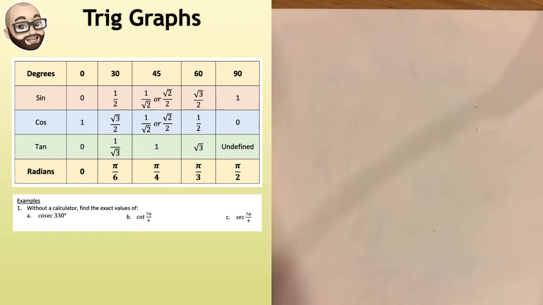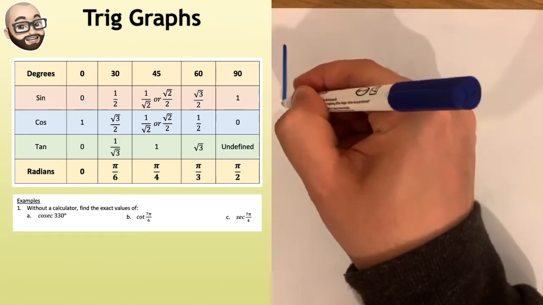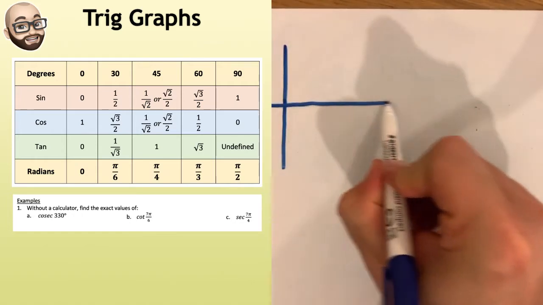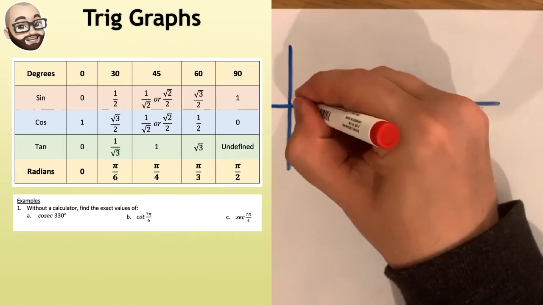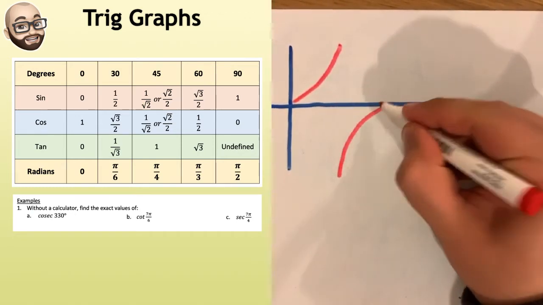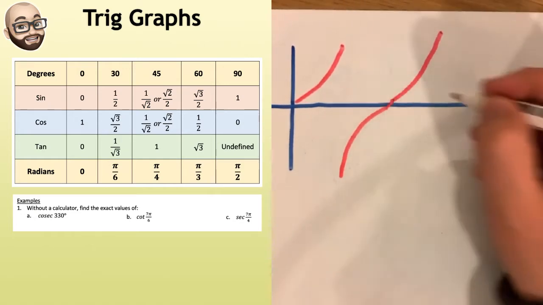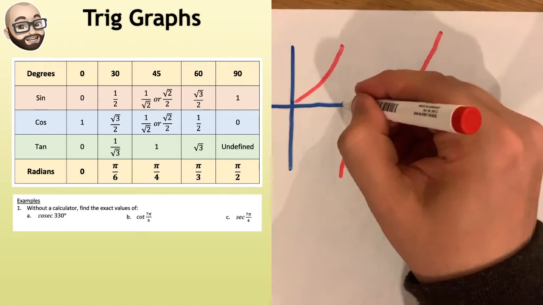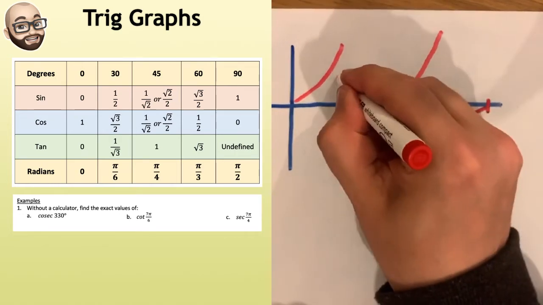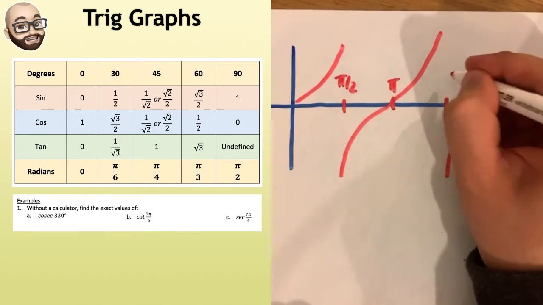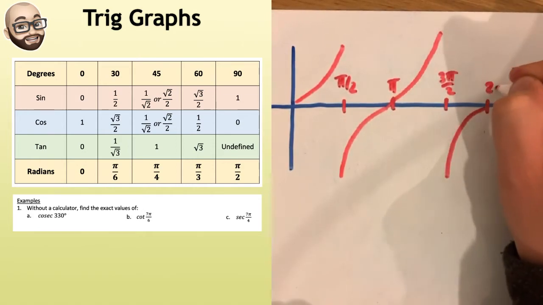Next one then says cot of 7 pi over 6. Okay, so cot is 1 over tan. So let's start off by drawing the tan graph. We've got pi over 2 here. This is pi. This is 3 pi over 2. And then we have 2 pi at the end.